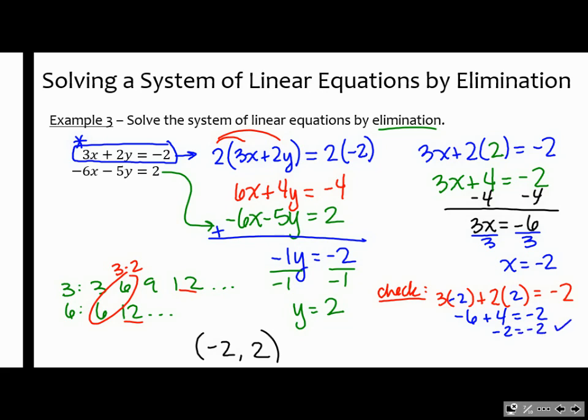The second equation has -6x minus 5y equals 2. With the substitutions, x is -2, y is +2. -6 times -2 is 12. 5 times 2 is 10. And 12 minus 10 really is 2. And so it checks out.